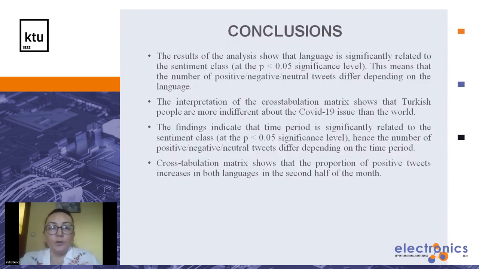And to conclude, we can say that the language is significantly related to the sentiment class. Turkish people were more negative, and the rest of the world, let's say, were more positive. But the English speaking people here, because the tweets were in English. And the other finding is that the time period was also significantly related with the sentiment class. In the second half of January 2021, people were more positive because the number of vaccinations increased in the world.